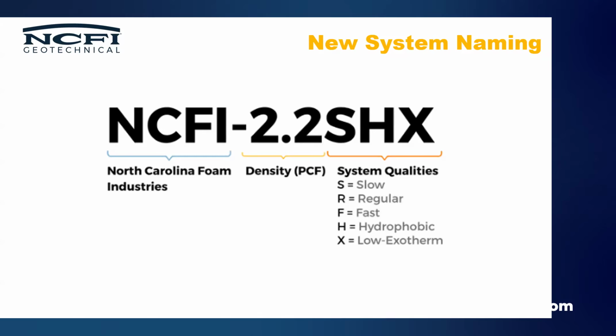So the NCFI part, obviously North Carolina Foam Industries, the number portion will be your density for that particular system. And then after that, it's followed by a series of various system qualities. So the first will be the speed, slow, regular, or what we consider to be fast, whether or not it's hydrophobic and whether or not it's a low exotherm system.